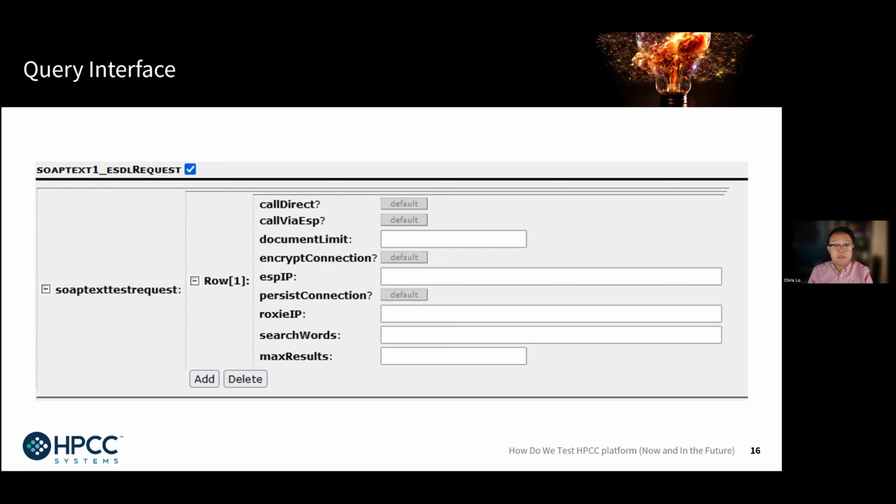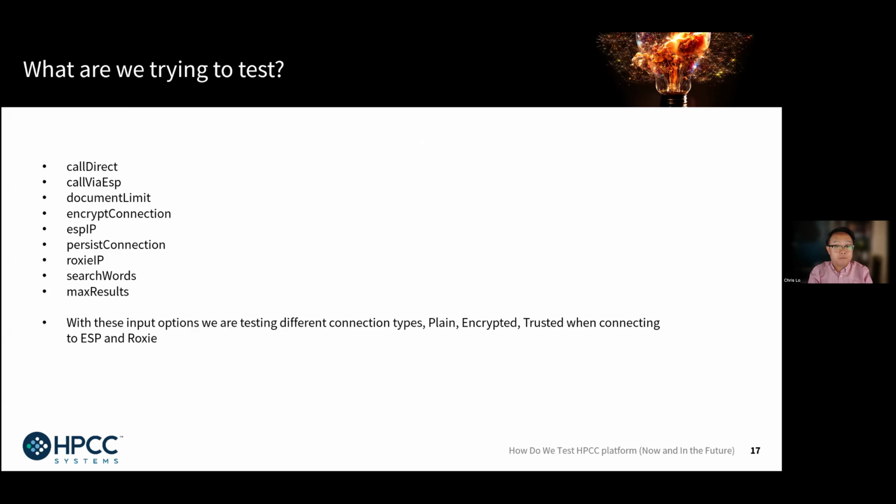Encrypt and connect. This is to test both encrypted and unencrypted connections, so both HTTP and HTTPS, just in case you want to use one or the other. We have ESP-IP, and this is where you define your gateway ESP URL. This is usually provided in the configuration, but for testing purposes, we added an input option. Persist connection: should we keep the connection alive? Roxy IP: what is the URL for the Roxy? Search words: this is basically our search criteria for the query itself. And finally, we have max results, the maximum number of results you want to return.